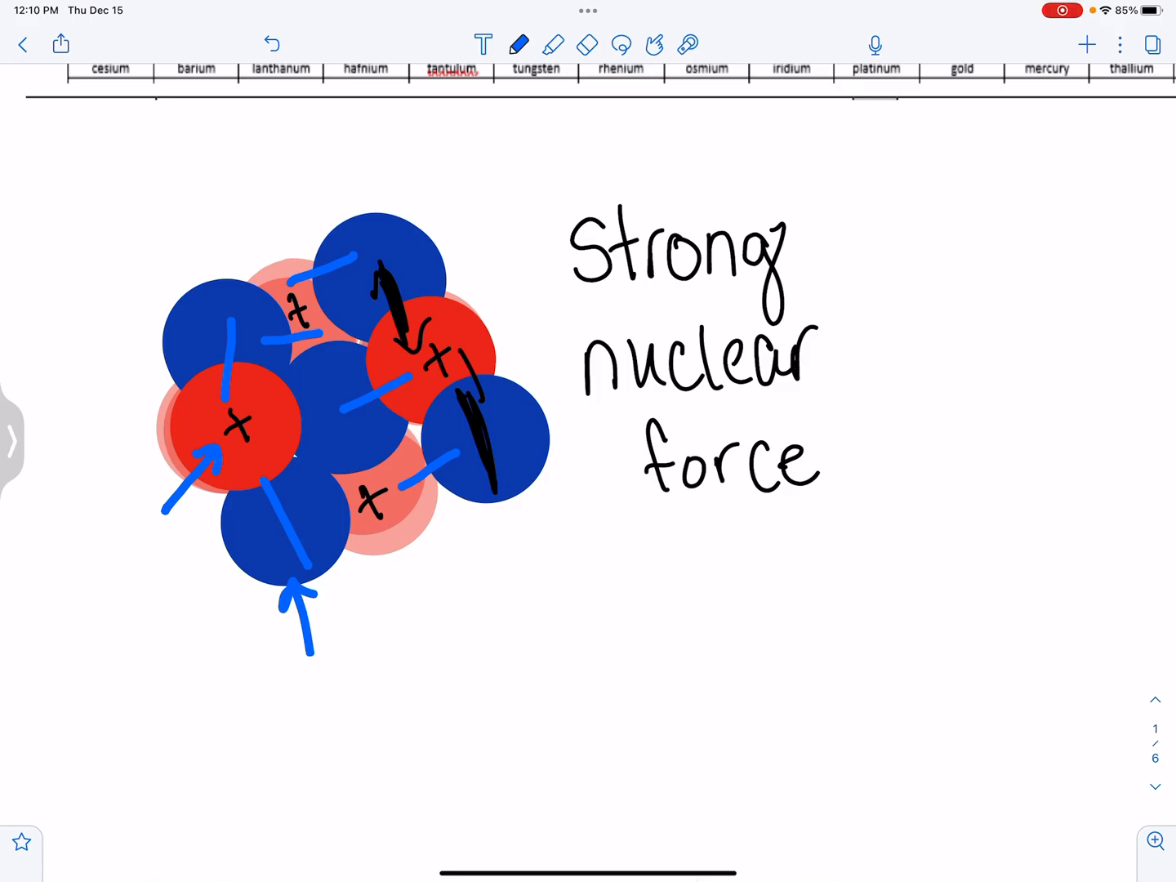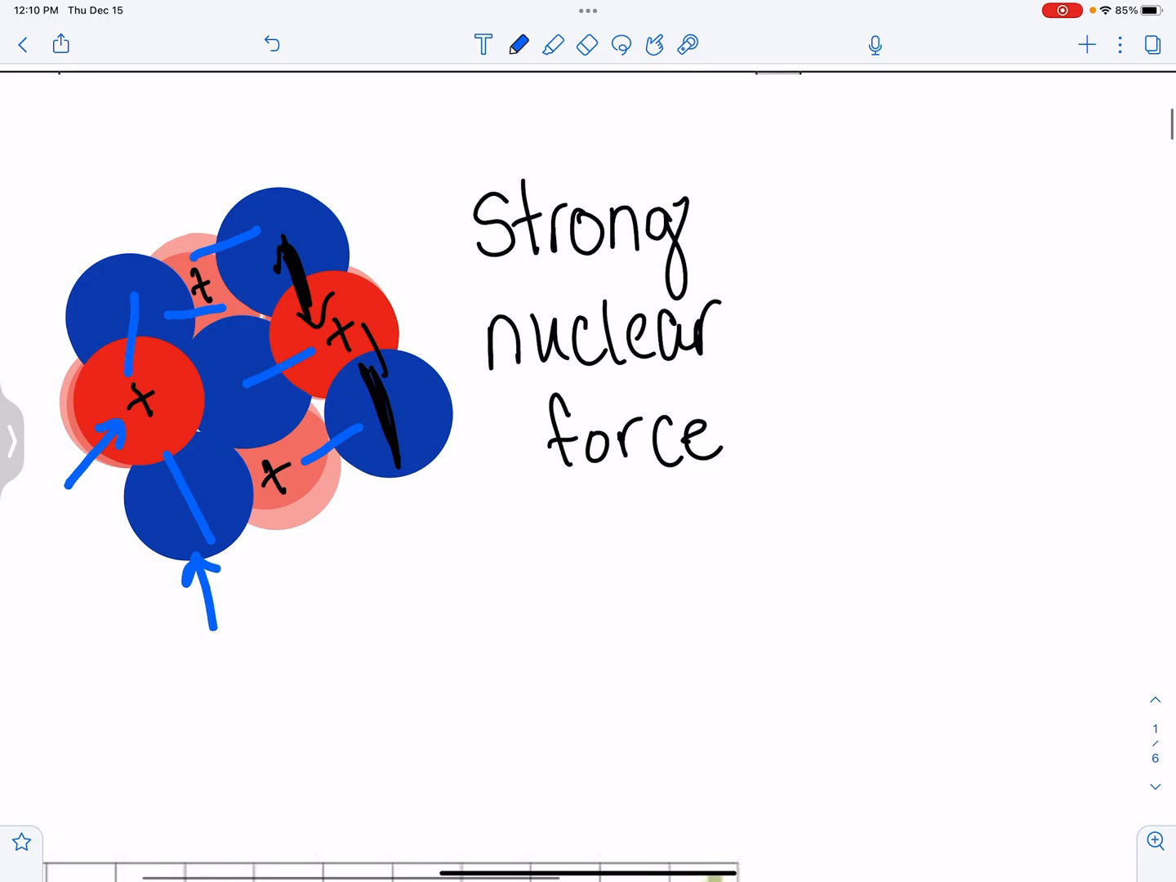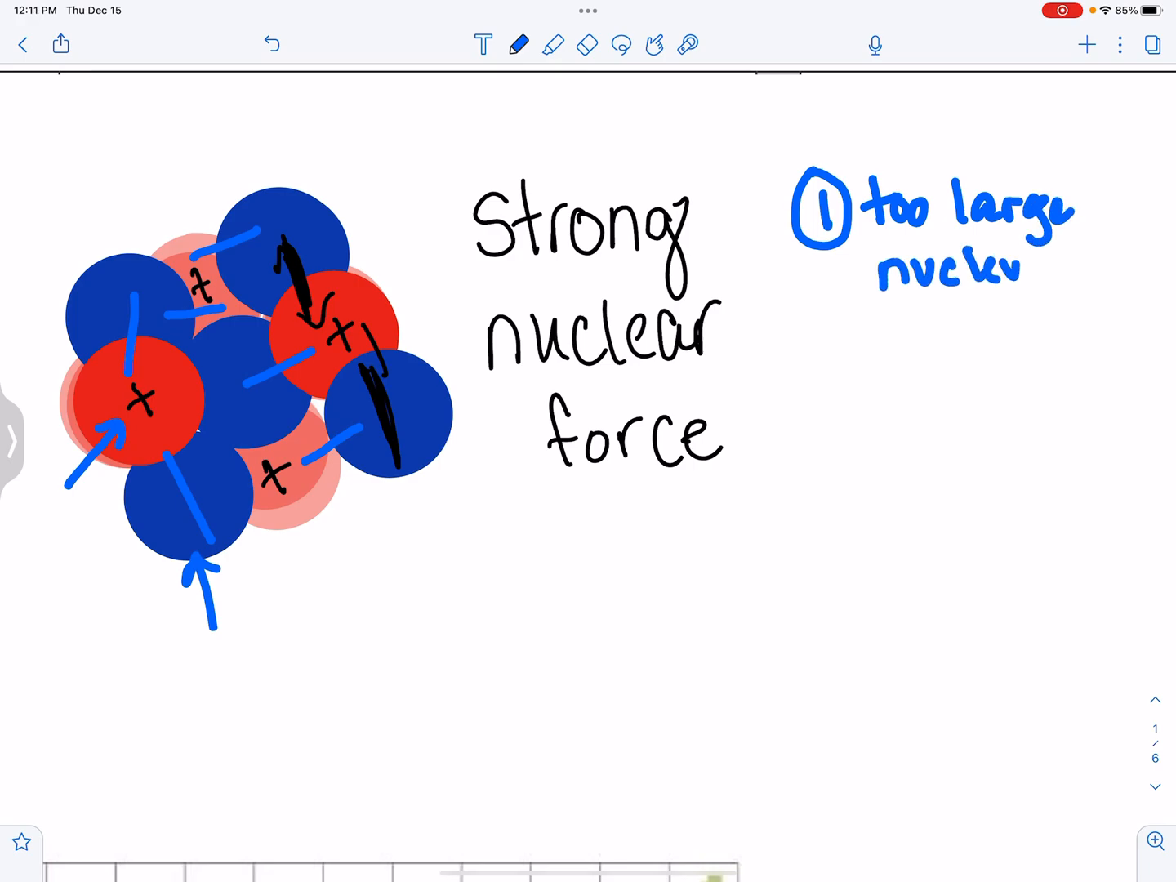Now that is very strong, very, very strong. I don't want to underemphasize that. These are very strong forces that are holding the nucleus together. But once you get to a certain point and you're a certain size, it's just hard for those little tiny short distances to hold an entire nucleus together. So that is actually an issue. So one issue is just that a way too large nucleus is going to have some instability.